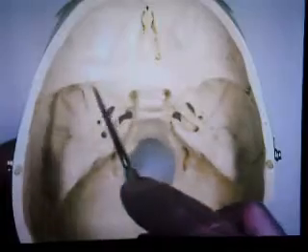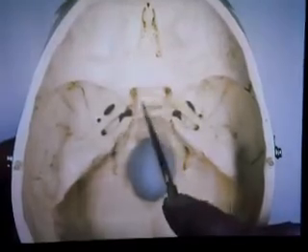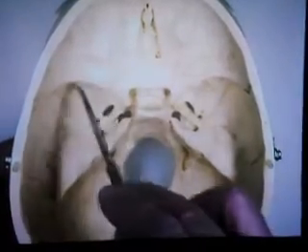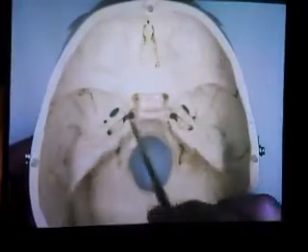You're seeing this suture here and this suture here. This bone in that area there is a sphenoid bone. The sphenoid bone is also found down here and also over here. You're seeing that suture there and the suture there. So that's sphenoid down here.